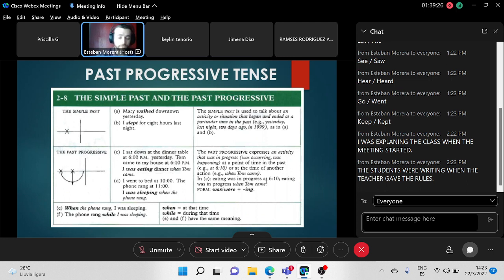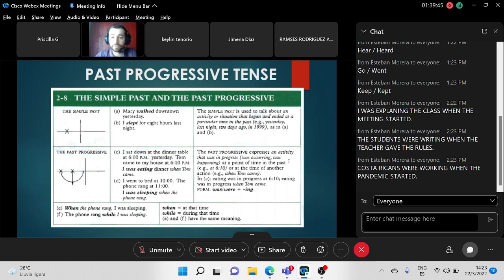Last example, Costa Ricans were working when the pandemic started. Costa Ricans were working is an action in the past progressive, right? The action was happening in the past. The action was happening when the pandemic started. When the pandemic started is an action in the simple past. And this action in the simple past interrupted the progress of the action in the past progressive.